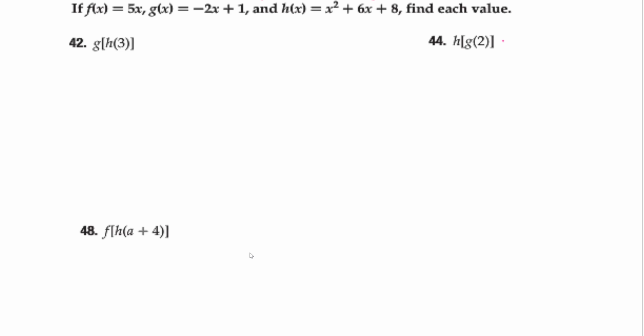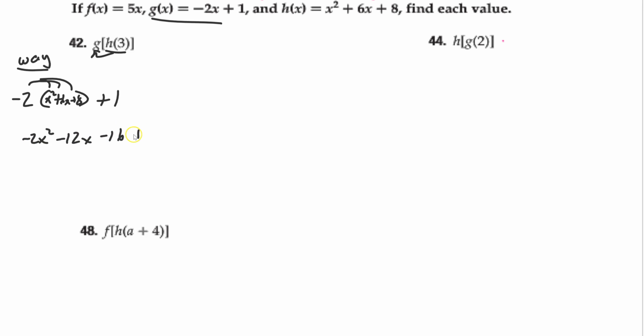Now let's do it with numbers. Like most things in mathematics, there are 2 ways to do this. I'm going to show you way 1 first. Way 1 is the way we've been doing it. So g of h of 3, so let's plug h into g. G is this, so negative 2 times something plus 1. Then we're going to plug h in. H is that mess. X squared plus 6x plus 8. Distribute. Why did I make it so hard on myself? And I get negative 2x squared minus 12x minus 15.